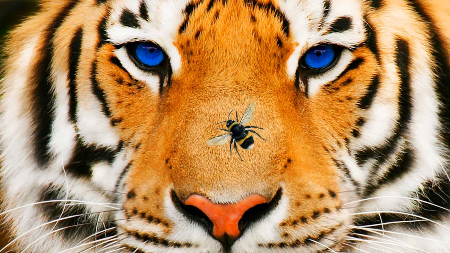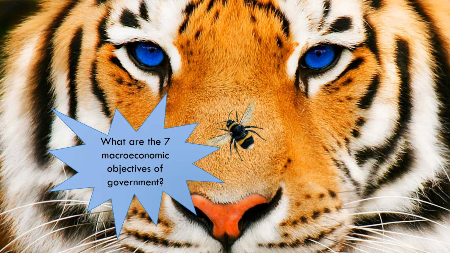So Tigers B was an acronym we used early in the term to remember what? That's right, the macroeconomic objectives. So you might want to pause the video at this point in time and just try and remember what are the 7 main macroeconomic objectives of government.